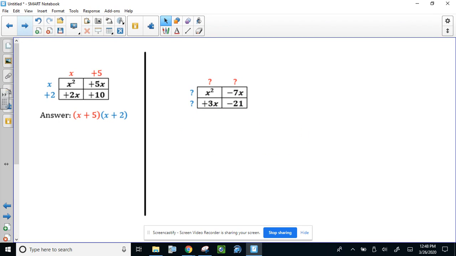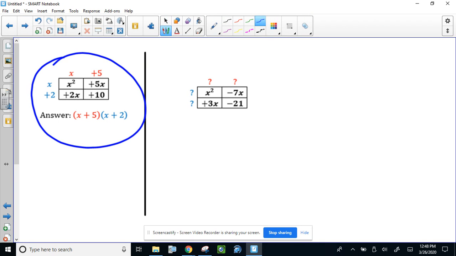So our next example, let's try another one. Here again, I'm keeping up this original so that you can compare it to what we're doing. But in this next example, I've got x squared minus 7x plus 3x minus 21. So I'm changing the signs a little bit, but otherwise we're keeping the same idea. So I have my x squared. So what makes an x squared? That would be an x times an x.